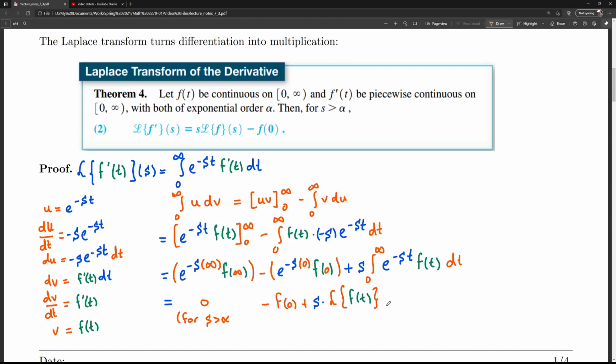So what is left here for the final answer is just s times the Laplace transform of f of t, and then minus f of 0, which you can think of as an initial condition. So we proved that the Laplace transform of the derivative is equal to s times the Laplace transform of the original function minus f of 0.